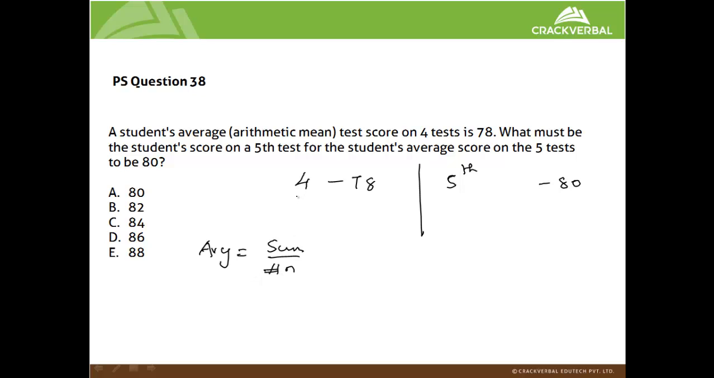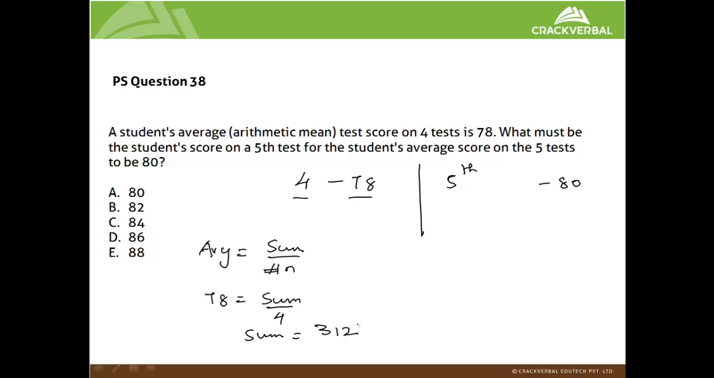First they have given us 4 tests, and he is averaging 78. So the average is 78 over the first 4 tests, so the sum would be 78 into 4. 78 into 4 is 80 into 4, which is 320, then you have to subtract 2 into 4 from that. So that will give you 312.